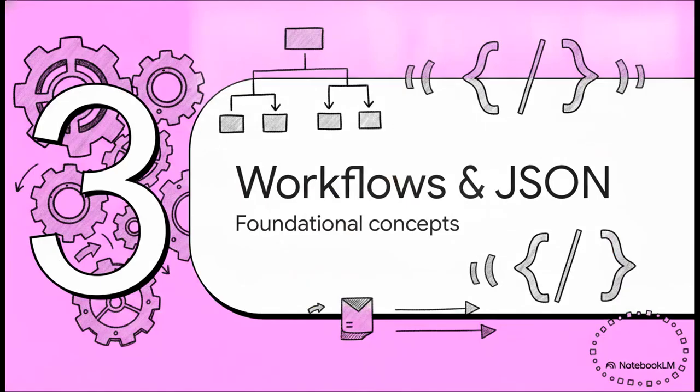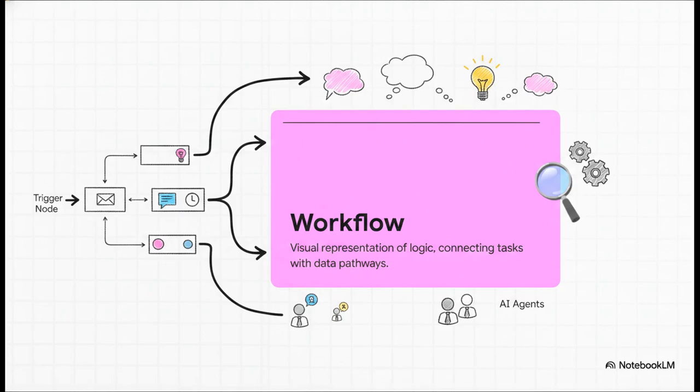All right, Section 3, decoding workflows and JSON, the foundational concepts of n8n. Before you start building, you really need to understand what it is you're looking at. A workflow is simply a visual representation of your business logic, and there are basically two main components to it in n8n. First, you have your nodes. These are the individual boxes or tasks, like reading an email or generating some text. And everything always kicks off with a special node called a trigger node.